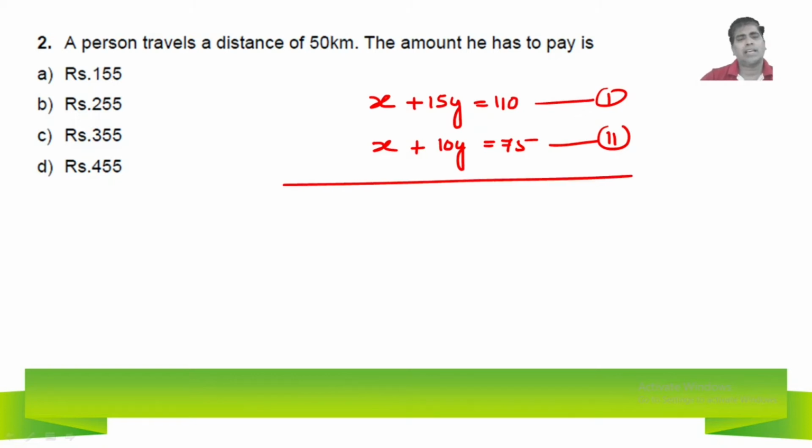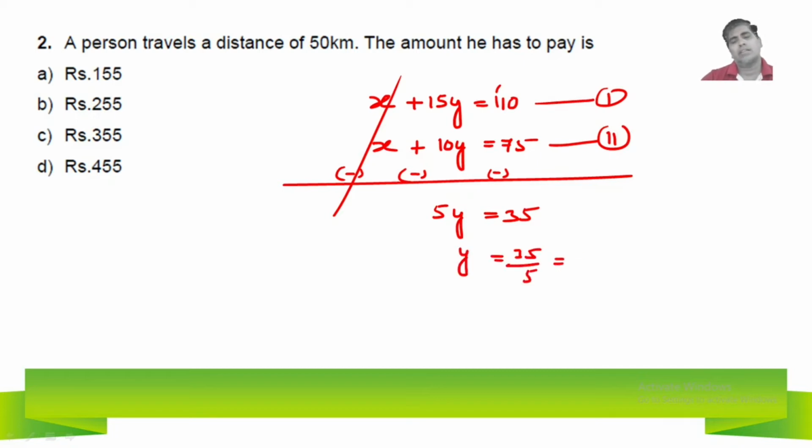While eliminating x, subtract, change the signs. So minus and minus and minus. So x will get cancelled. So 5y is equal to, here it is 15 minus 10 is 5, and 110 minus 75 is 35. 5y is equal to 35. So y is equal to 35 by 5, that is equal to 7. So I got the charge per kilometer.